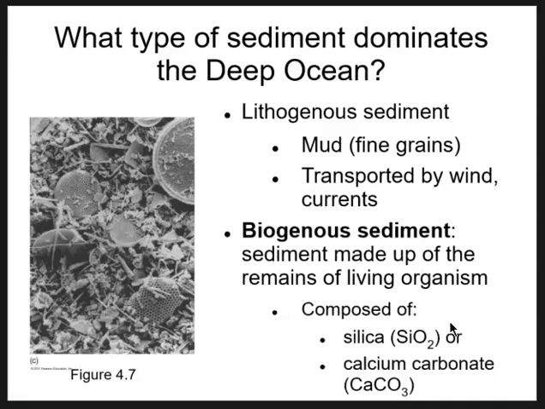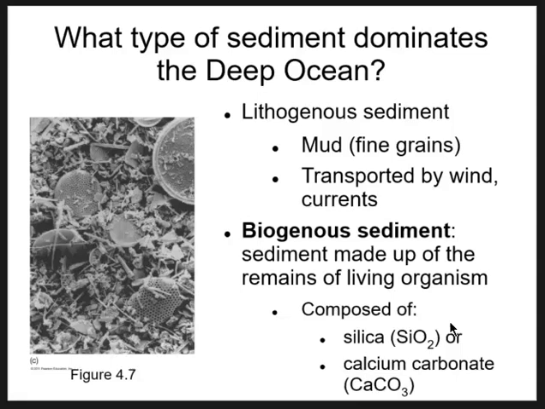If you go to the beach and pull up a scoop of sand, most likely you might find some little shell fragments in there, right? Those shell fragments would be considered biogenous sediment. But when we're talking about the deep ocean, we're usually not talking about those big grains. Instead, we're talking about very, very fine silt, which actually comes from living things.